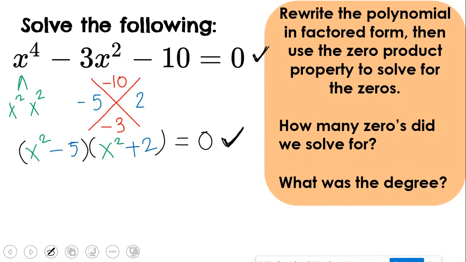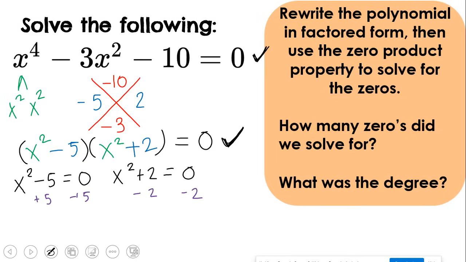And now we can use the zero product property because I have x squared minus 5 times x squared plus 2 is equal to 0. So to use the zero product property, you need to set each factor equal to 0. X squared minus 5 needs to be set equal to 0, and x squared plus 2 needs to be set equal to 0. From here, we can solve with a little bit of algebra to figure out where my x-intercepts are going to be.